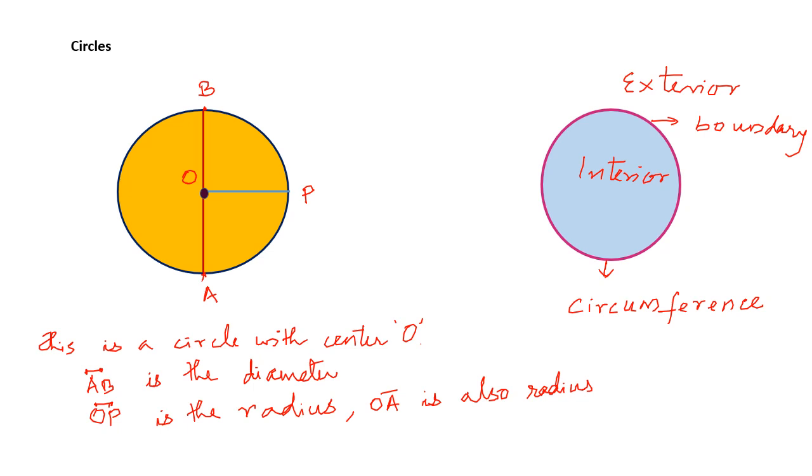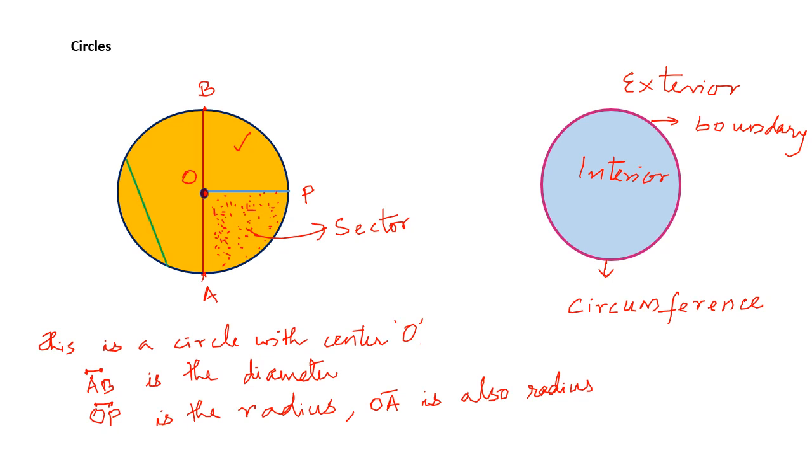Now, when these two radii meet at the center, OA is a radius and OP is a radius, then there is a region inside, like cutting out a cake piece. That portion is known as a sector of a circle. Here you have another sector, BOP. And BOA, this full half circle, is also another sector. Understood? This is known as a sector of a circle.